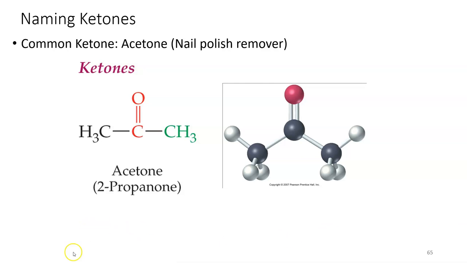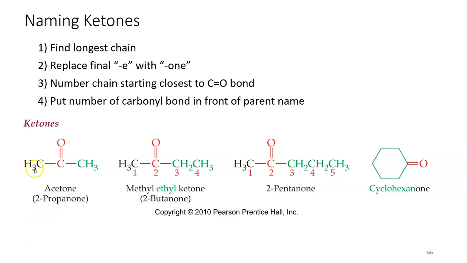So it's interesting. This is a common metabolite in our bodies that indicates something's going on with our metabolic state. For naming the ketones, we find the longest chain. We put that carbonyl group on the lowest number within the chain as possible. So we would count from left to right here instead of right to left. And then we put the number of that carbonyl carbon in front. So here's a methyl ethyl propyl, so 2-propanone, and then add that O-N-E ending instead of the propane, for example.